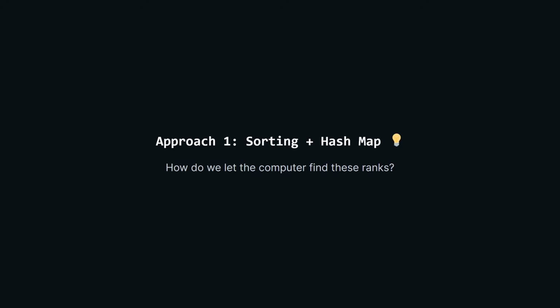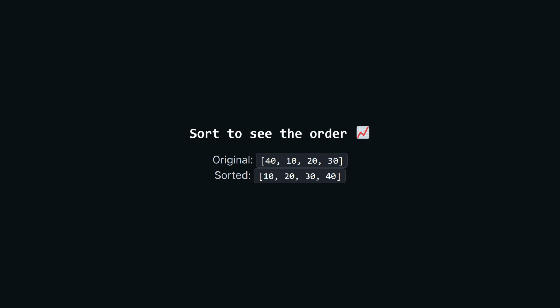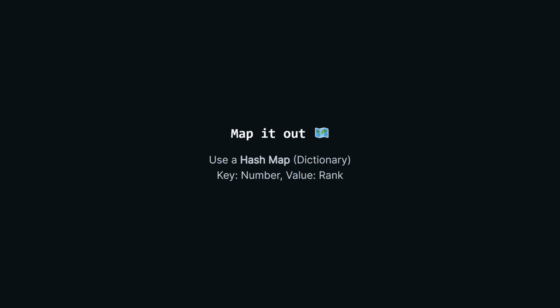So how do we actually tell a computer to figure out these ranks without doing it manually? The easiest way to immediately know the size order of everything is to simply sort the list from smallest to largest. Once it is sorted, we can march through it in order and use a hashmap dictionary to remember the specific rank we gave to each distinct number.